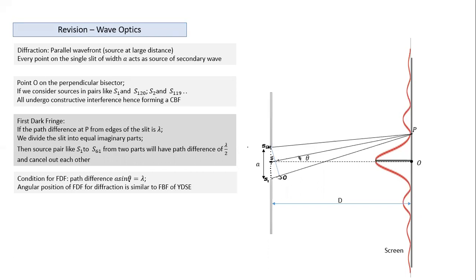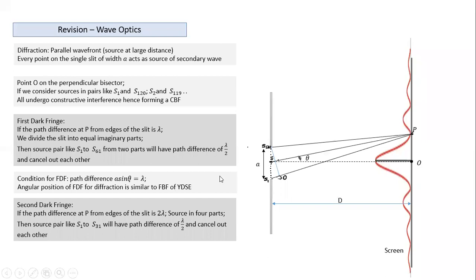That gives you the angular position of the first dark fringe, plus theta, and similarly minus theta also. That would be the angular position of the first dark fringe on the lower side. Or we can say the central bright fringe will subtend an angle equal to 2 theta. So this is the angular position of the dark fringe. In a way, this position, corresponding to lambda, is similar to the first bright fringe of YDSE in terms of similarity.